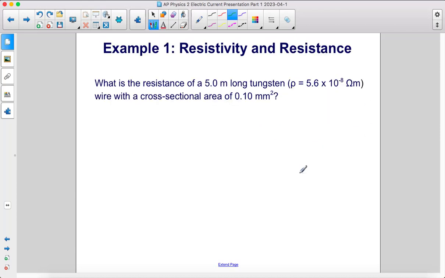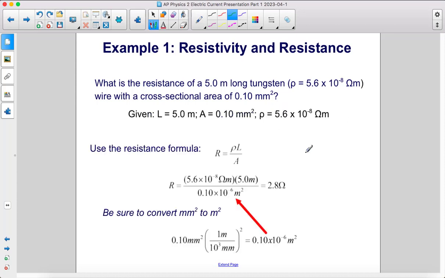What is the resistance of a 5-meter long tungsten wire with a cross-sectional area of 0.1 square millimeters? Okay, so we're going to use the resistance formula, but we cannot forget to convert these 0.1 square millimeters into square meters. We have a conversion factor where 10 to the third millimeters is 1 meter, and we have to square it. So when we do this calculation, we get our cross-sectional area to be 0.1 times 10 to the negative 6 square meters. We plug the information in, and we get 2.8 ohms.